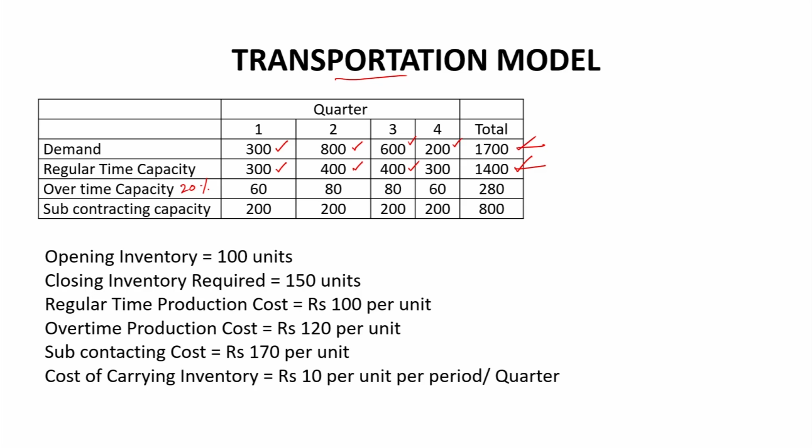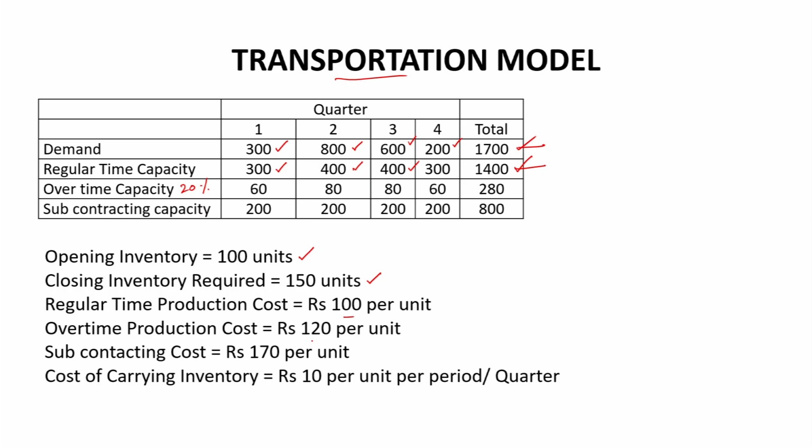Along with this demand data and capacity data, we also need my opening inventory. I have 100 units of opening inventory, and also keep in mind that I have to keep some closing inventory. In the previous spreadsheet method, we said that opening inventory is 0 and closing inventory is also 0. But in this case, just to see that aspect also, you may have certain inventory in the beginning of the planning period and you want to keep certain closing inventory for the coming planning period. Regular time production cost is rupees 100 per unit.